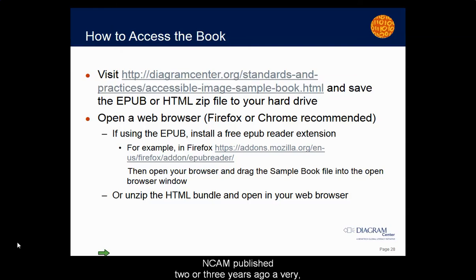NCAM published 2 or 3 years ago a very detailed set of guidelines for describing scientific images for digital talking books, DTBs, but the information offered there can be used really in any situation, any context where you have complex images of many different types. If you go to ncam.wgbh.org, you can find those guidelines by clicking on the tools link, and they will be listed on the next page. And we'll include that information maybe in the chat window.